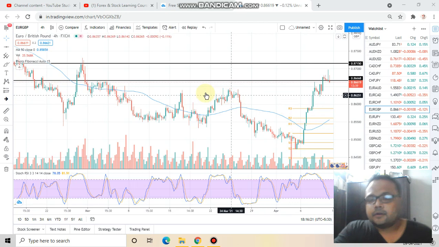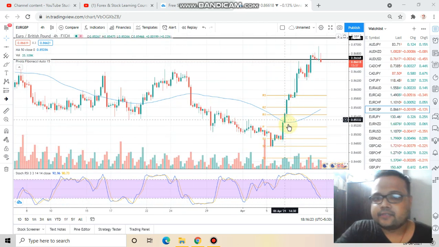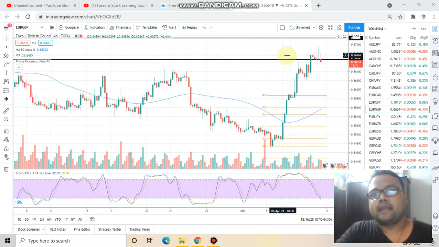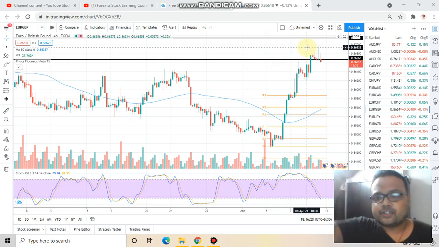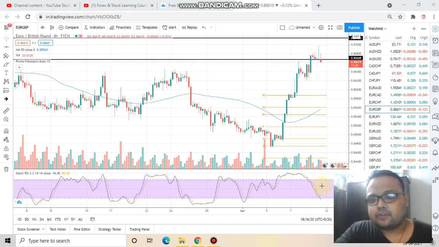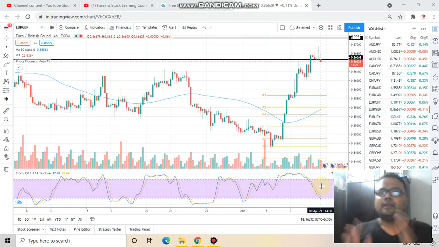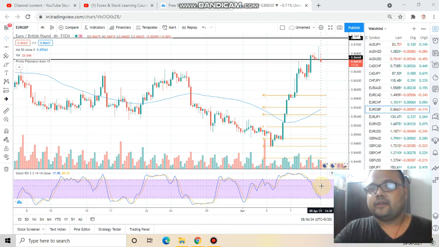The overall trend is downside. The present trend is very much bullish. The market is in a resistance zone. Price rejection from above, but the market is in an oversold zone. So things are very much complicated. If you want to take some risks, then you can short the market right now.